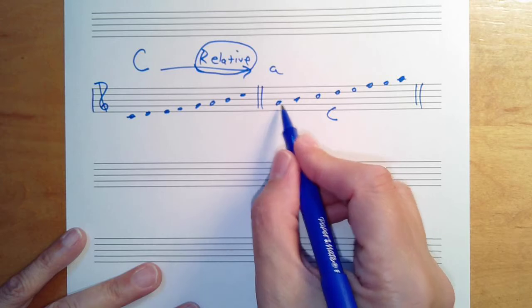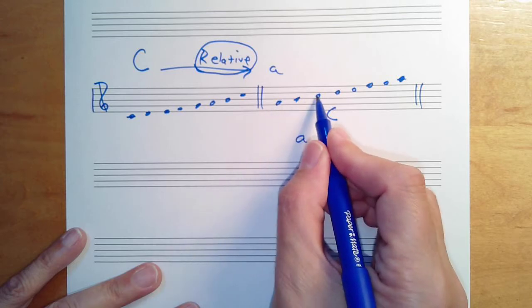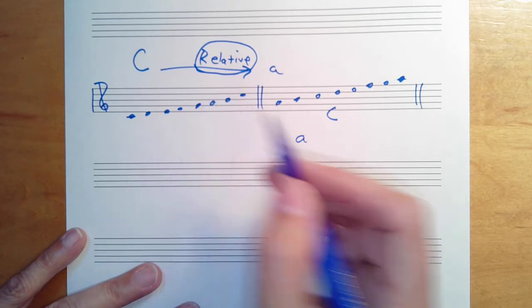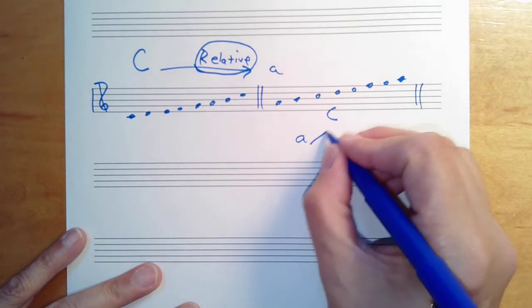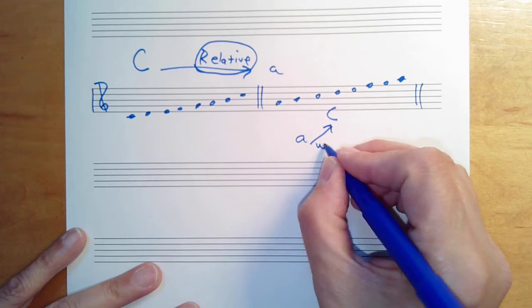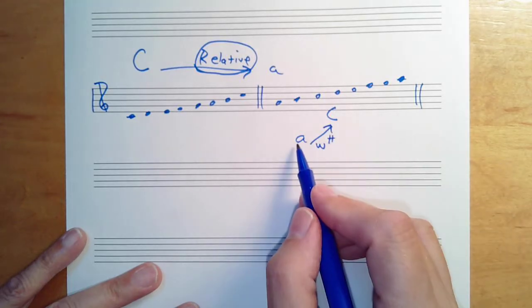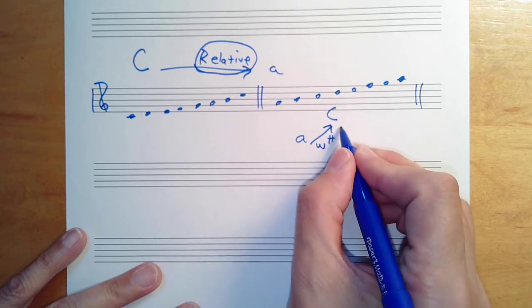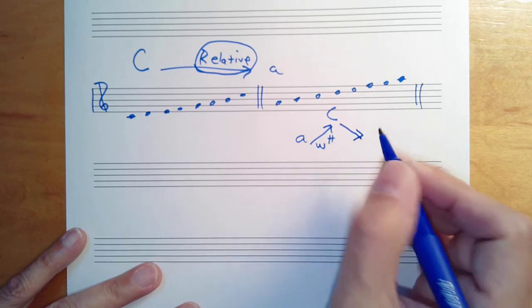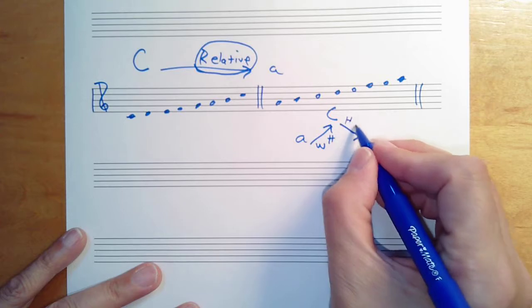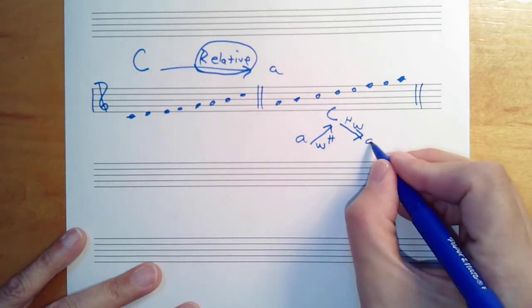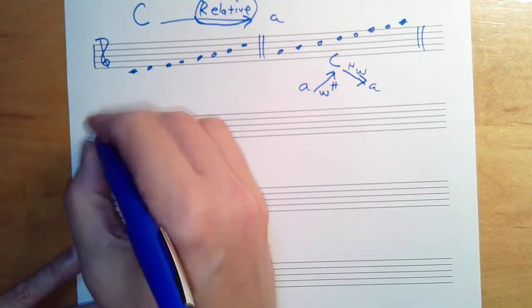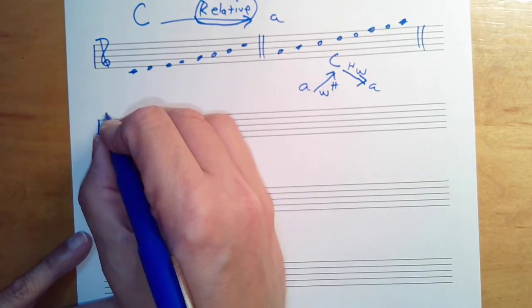We can look here on the scale. This is a whole step and a half step, and here a half step and a whole step. So we can think of this as this. From A minor to C, we go up a whole step and a half step. Or backwards, to go from major to minor, we go down a half step and a whole step to get to A minor. We're going to use that to generate minor key signatures.